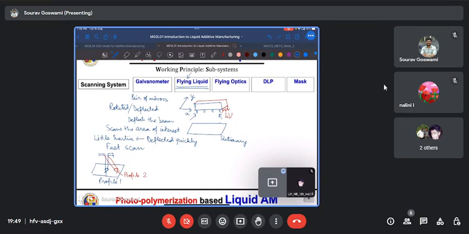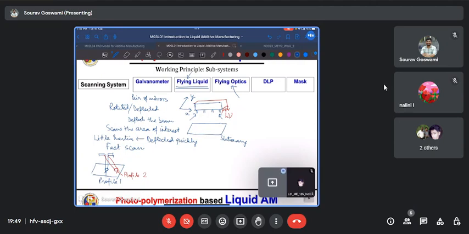There may be flying optics based methods, where, say in this case, the galvanometer mirrors were hinged to a point, so mostly fixed in space. Of course, they were deflecting or rotating about that point, but their position was fixed. In flying optics, the optical system itself may travel.